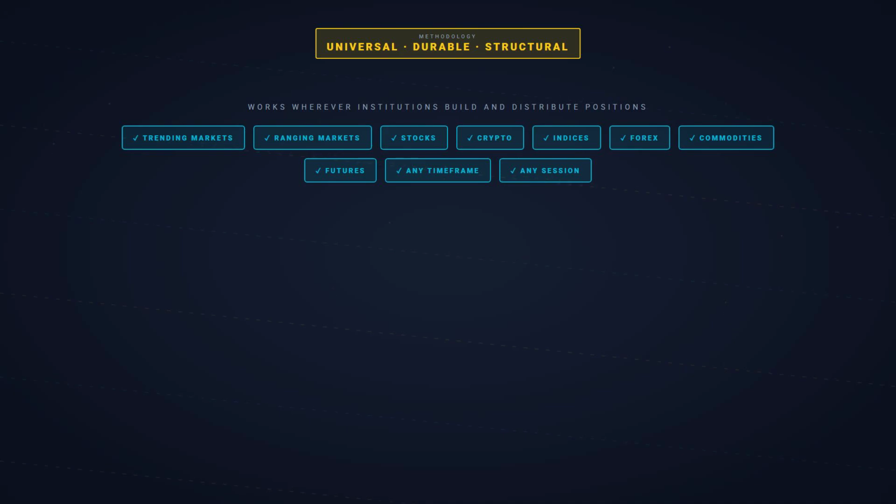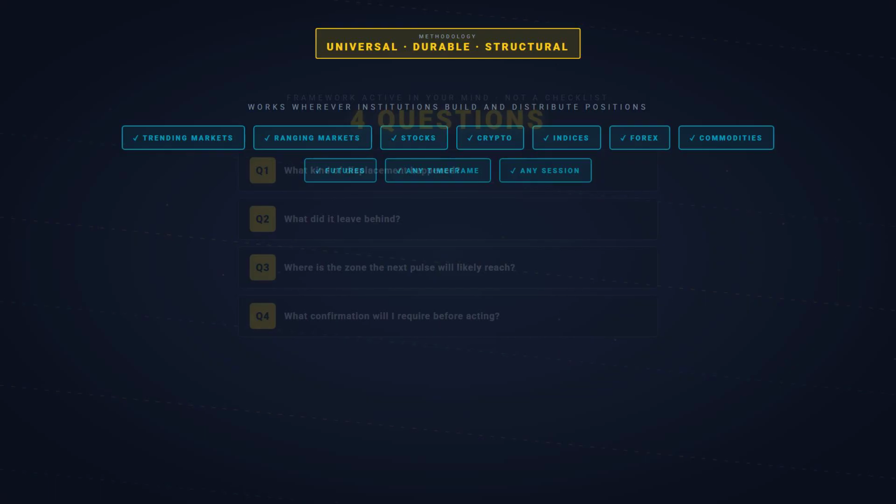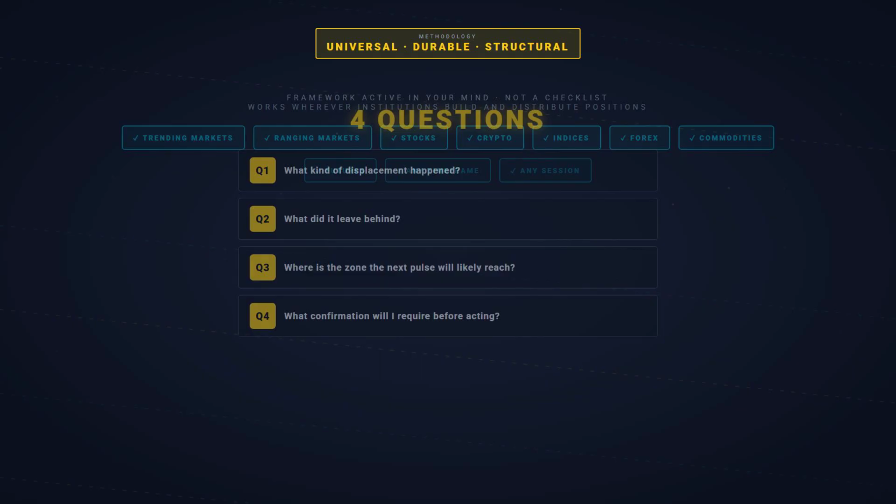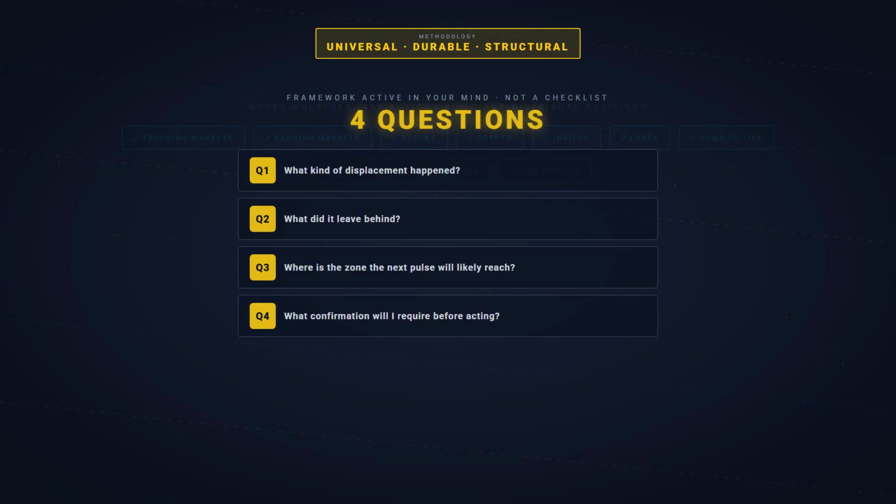To close this analysis, think about what it would mean to approach every chart you look at with this framework active in your mind, not as a checklist, not as a rigid system where you search for the pattern and enter when you find it, but as a way of reading price that asks, at every significant move, what kind of displacement just happened? What did it leave behind? Where is the zone that the next pullback will likely target? And what confirmation will I require before acting?